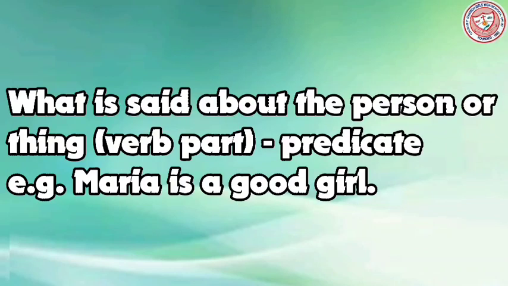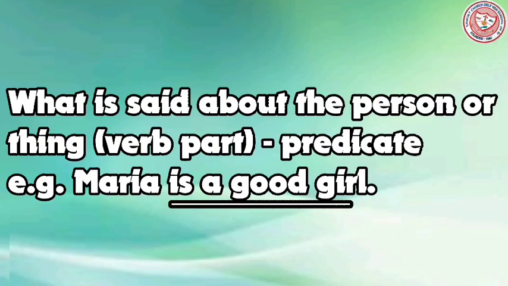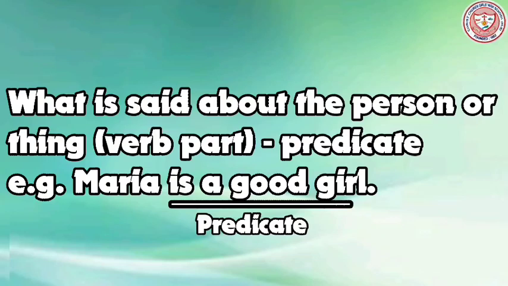Again, for example, Maria is a good girl. Is a good girl is the predicate. It is said that Maria is a good girl. So the second part of the sentence, is a good girl, is the predicate because it tells us about the subject Maria.